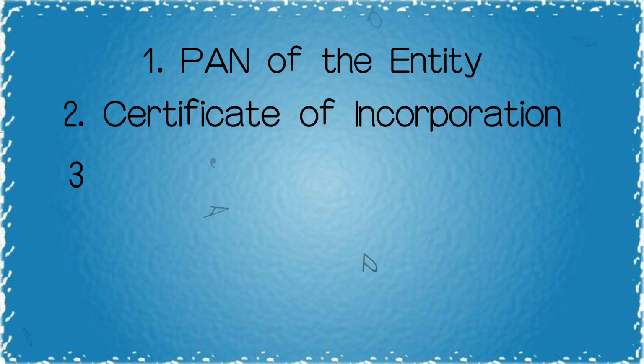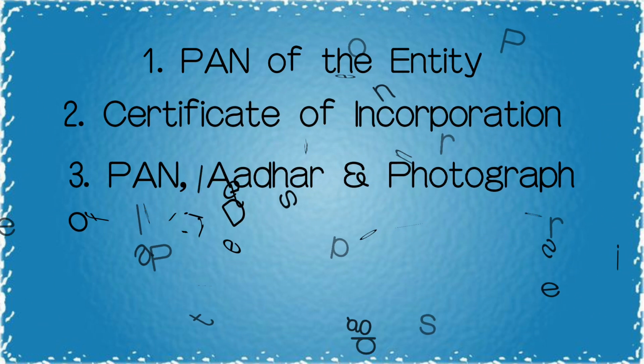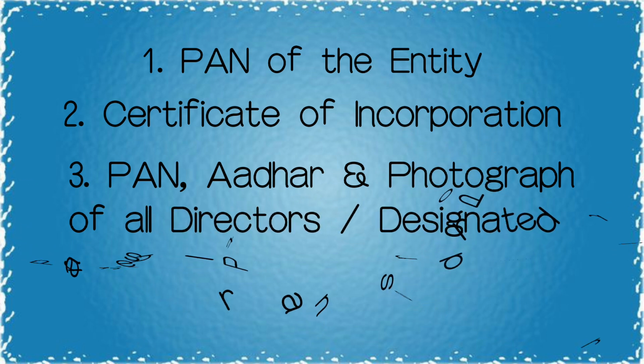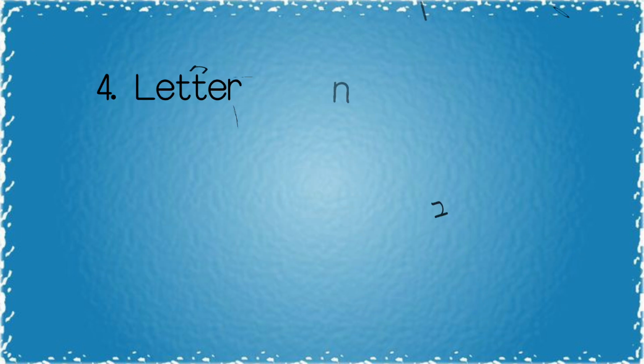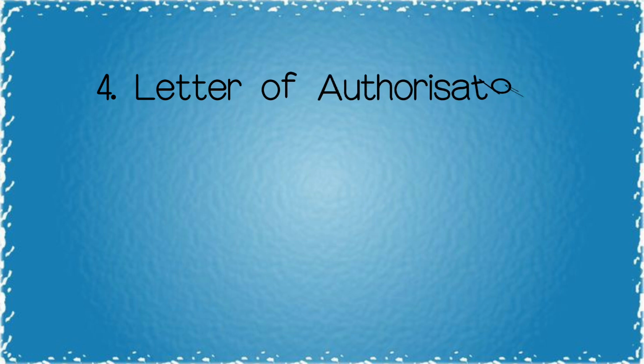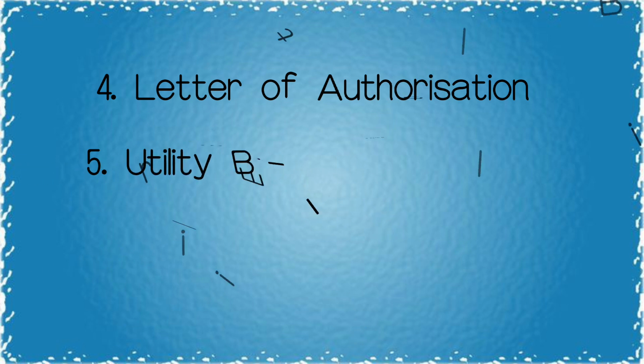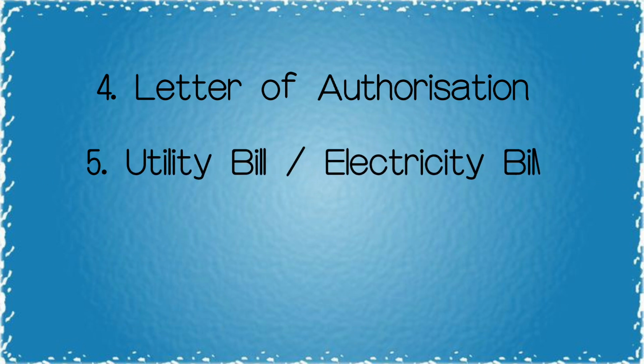You must have the PAN, Aadhaar and photograph of all the directors of the company, designated partners of the LLP, or it might be partners of a partnership firm or a proprietor of the proprietorship firm. Then you must have the letter authorizing the person who will be assigned as an authorized signatory. You must also possess a utility bill or an electricity bill signifying the name of the landlord.